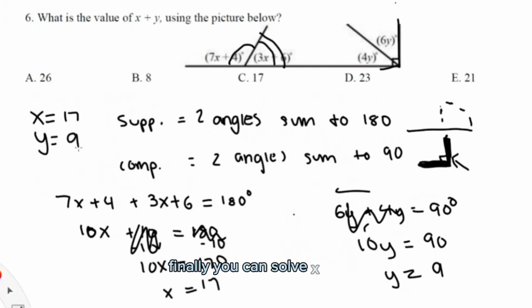Finally, we can solve x plus y. X is 17 and y is 9. 17 plus 9, that's just 26, and that's your answer.